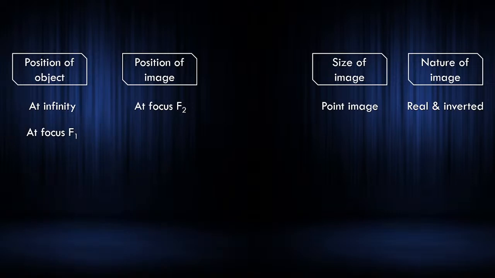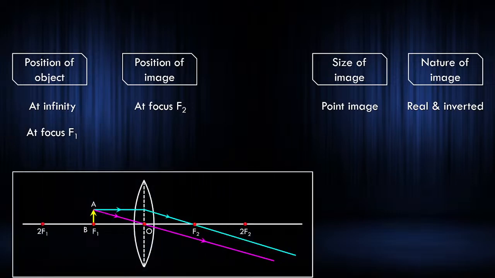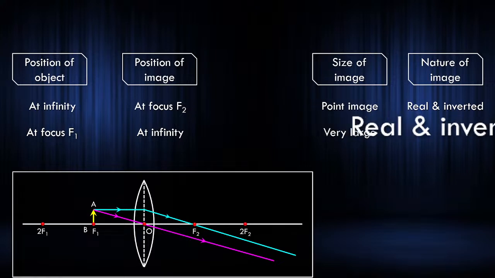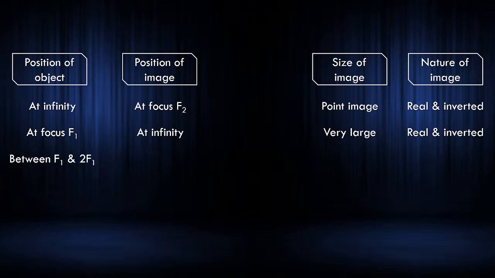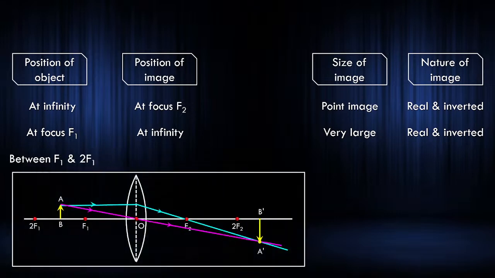Next, what happens if the object is kept at f1? Position of the image, infinity. Size of the image, very large. Nature of the image. Okay. Next, what will happen if the object is kept between f1 and 2f1? Position of the image, tell me. Beyond 2f2. Size of the image, large, and real and inverted.